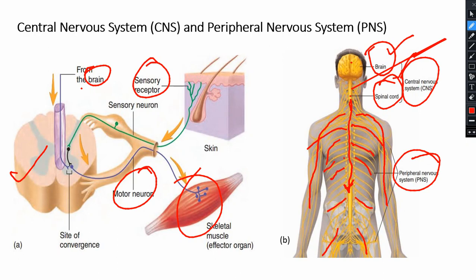The peripheral nervous system is just like blood vessels, which are distributed all over your body. So the peripheral nervous system is also distributed to all parts of your body. So it is easy as that.